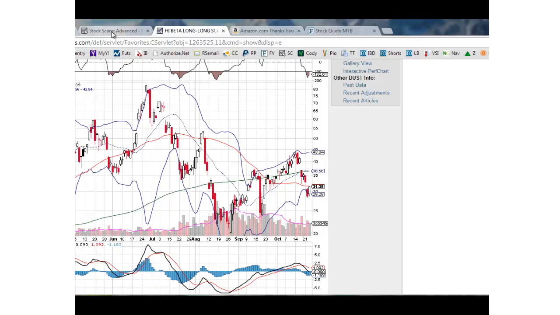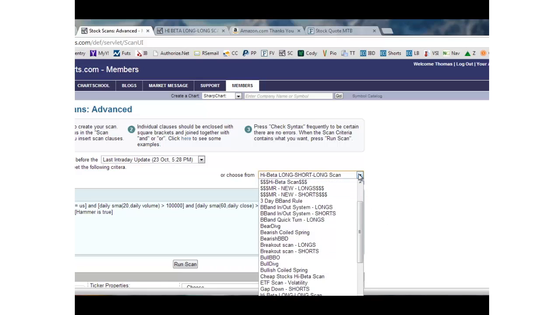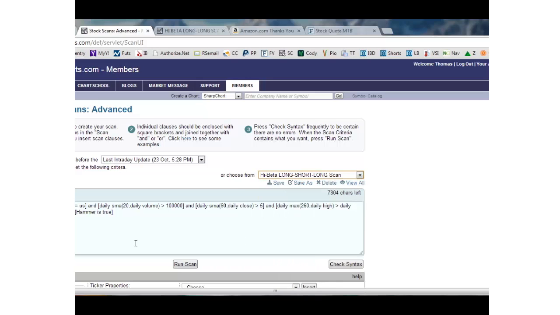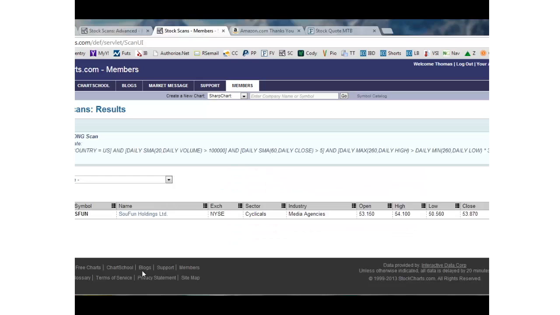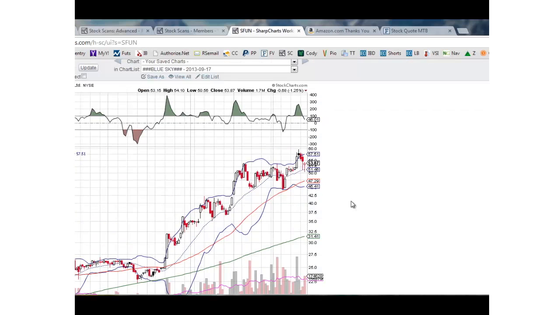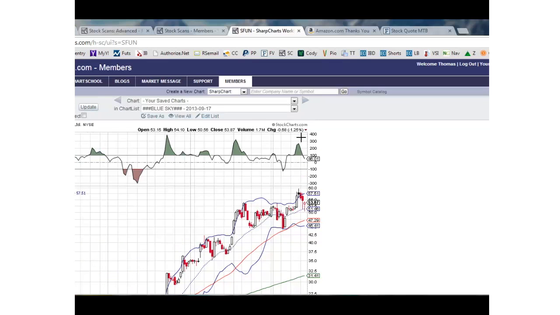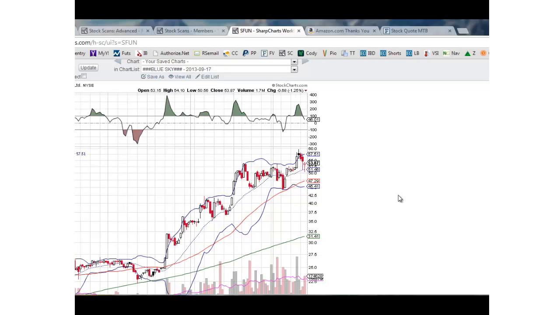So then let's go back and look at the other scan, which is the long, short, long, which is right here. And if we run that scan, we only have one stock on the list. So let's take a look at that. Now we're looking for long, short, long. We don't have anything like that here. So this may have been a false positive. And no worries, not going to worry so much about that.